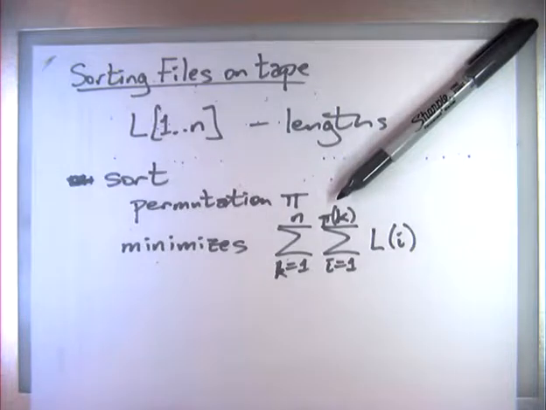Yeah? So are you rewinding before you continue with the outer summation? Yes. So I'm ignoring a factor of 2 in here. You read forward up to the file in position pi of k. You read the file at position pi of k, and then you rewind. Okay.